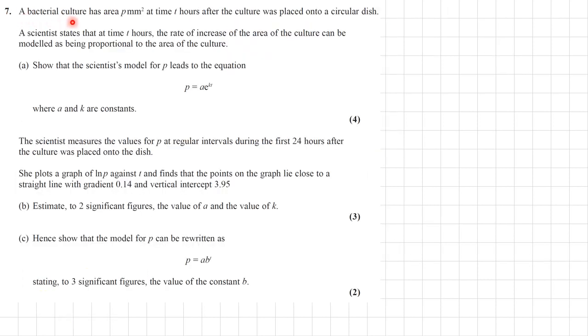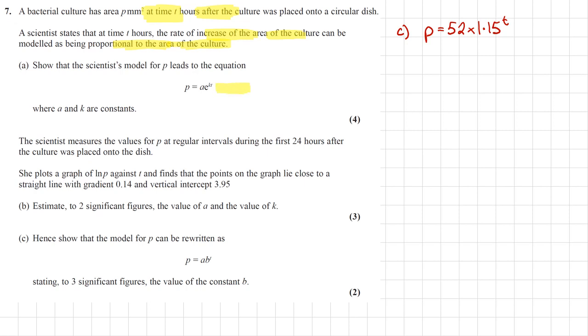Question 7. A bacterial culture has area P millimeters squared at time t hours. So the time is measured using hours, and at t after the culture was placed on a circular dish. A scientist states that at time t hours, the rate of increase of the area of the culture can be modelled as being proportional to the area of the culture. Show that the scientist's model for P leads to this equation here.